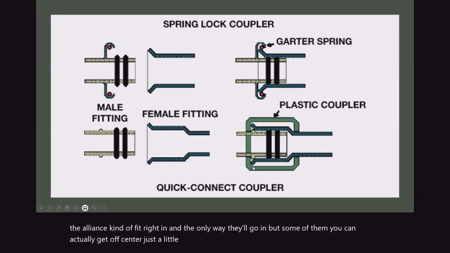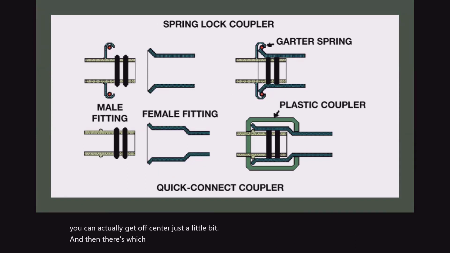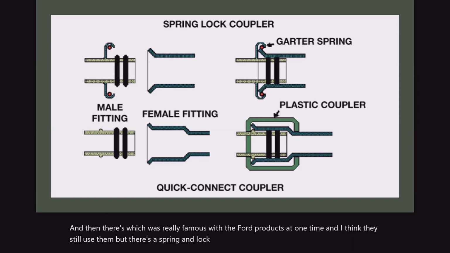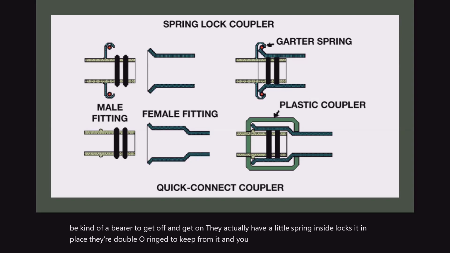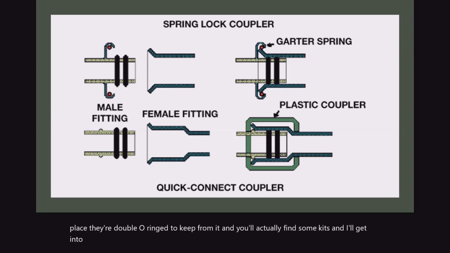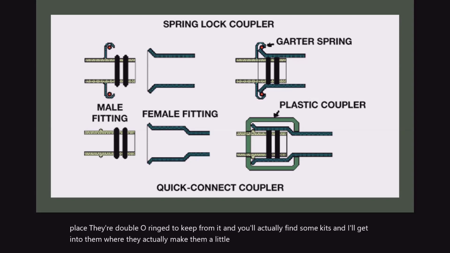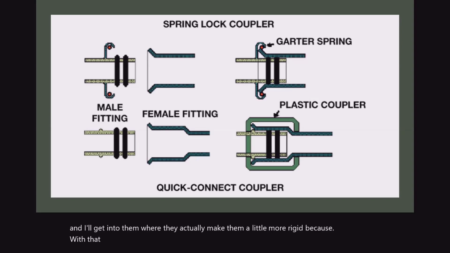And then there's the spring lock type, which was really famous with the Ford products at one time, and I think they still use them. It's a quick type connector. They can be kind of a pain to get off and get on. They actually have a little spring inside that locks it in place. They're double O-ringed. And you'll find some kits, and I'll get into them, where they make them a little more rigid, because with that spring lock, they can actually move around just a little bit.